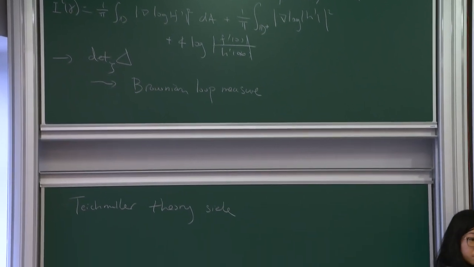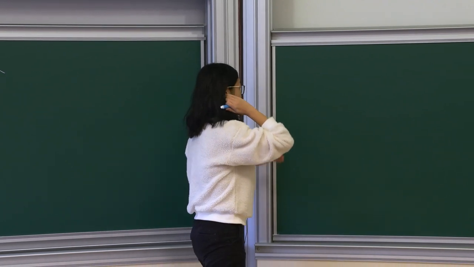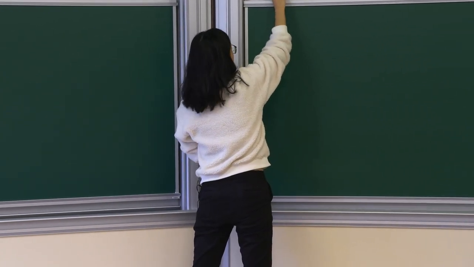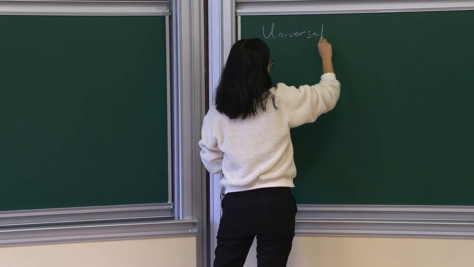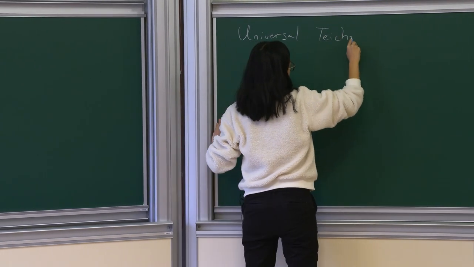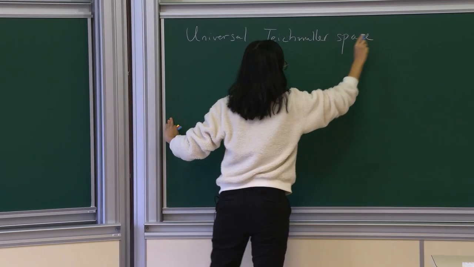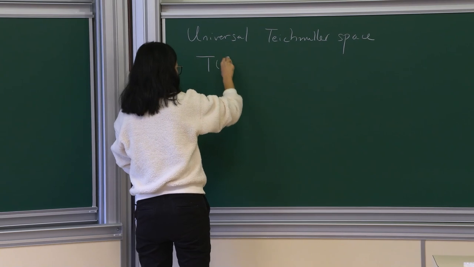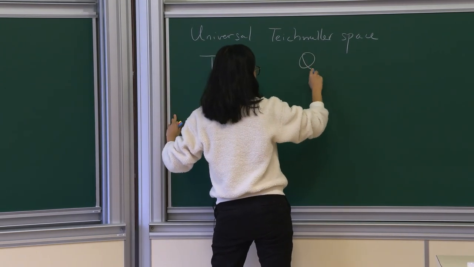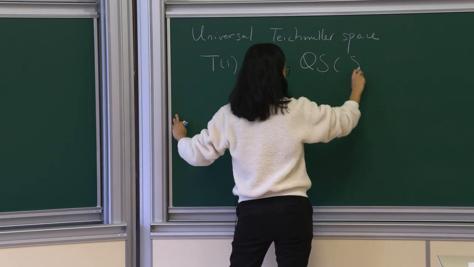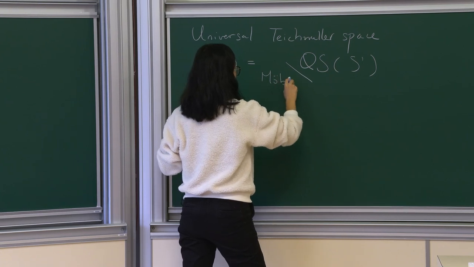OK, maybe let me just start with the very basics of what I mean by Teichmueller spaces. I will be looking at the so-called universal Teichmueller space. It's denoted by T1. And it's defined as this homogeneous space of quasi-symmetric homeomorphisms modulo Möbius transformations.